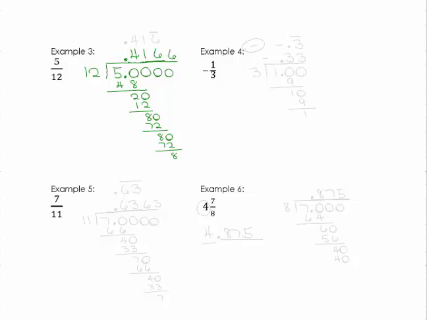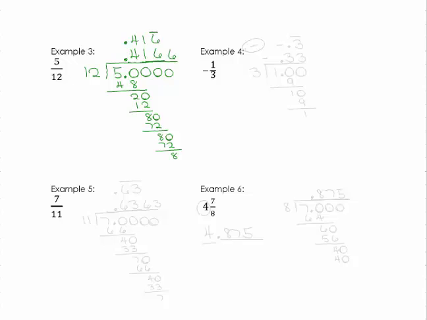And as you can see, this will never stop. This 6 is going to repeat itself over and over again. It'll never end. So my answer is going to be 0.4166, and the 6 is going to repeat. I'm going to draw a line over the 6, the number that repeats, just to show that it repeats. That's how we represent it, and I don't have to keep dividing once I find repeating digits.